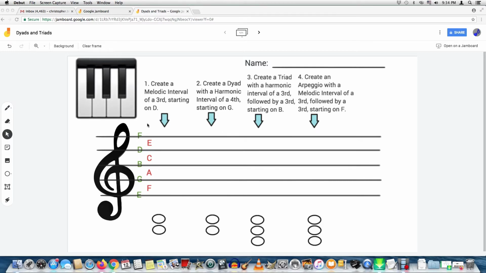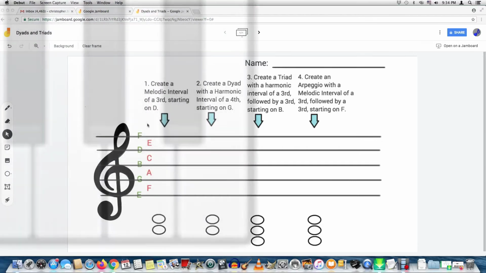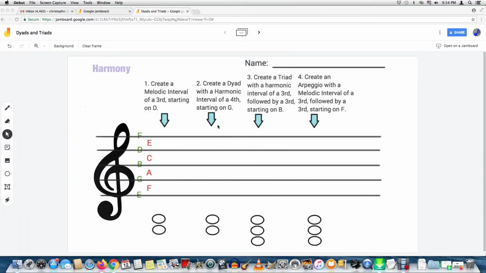Now, if you play more than one key at a time, like if you play 2 or 3 keys at a time, that's not a melody. Okay? That would be considered harmony. That's the word that harmonic derives from. Okay? But let's focus on number 1.